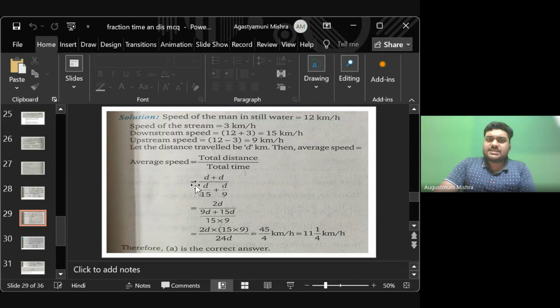So the correct answer is A. The correct answer is A. In this question also, you have to note down the formula of average speed. That is because there are different formulas which you are going to use in different situations. So in this case, you have to use the total distance upon the total time. I think that formula is clearly visible to everyone.